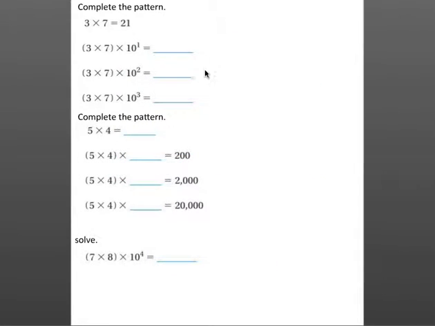Okay, and so now we can play with our exponents here, the same type of pattern. So we know that 3 times 7 equals 21. So I want to know what 3 times 7 to the 10th, the first power of 10 equals. Well, the first power of 10 is just 10. So 7 times 3 is 21, and we're going to multiply that by 10. That equals 210.